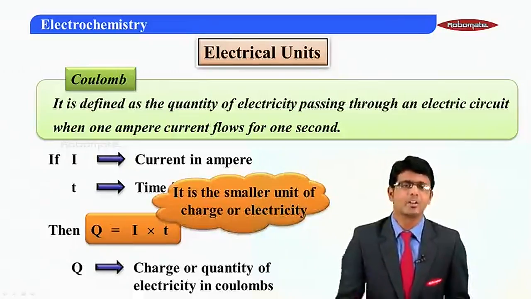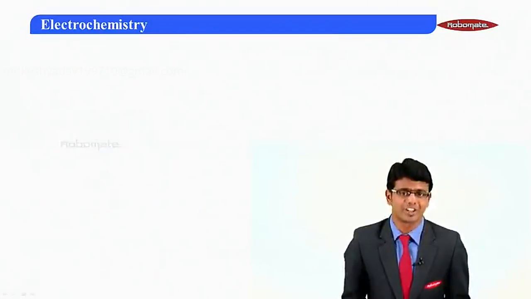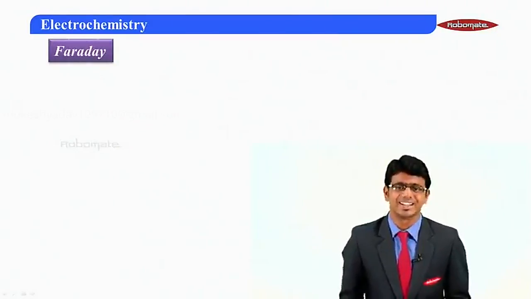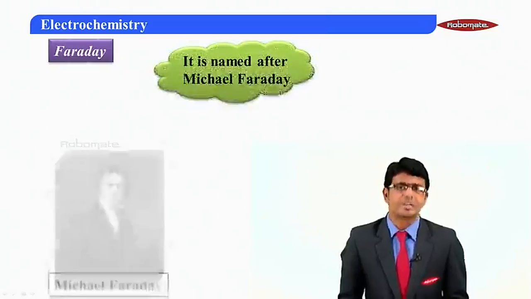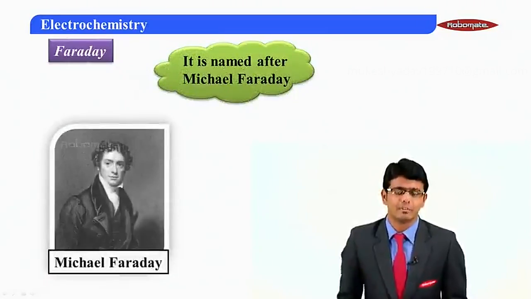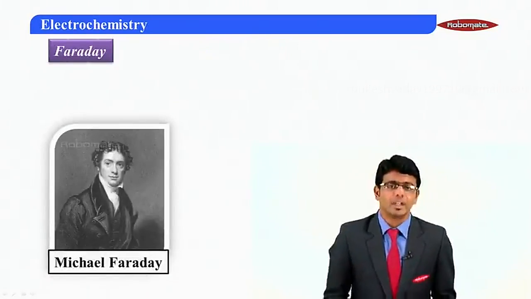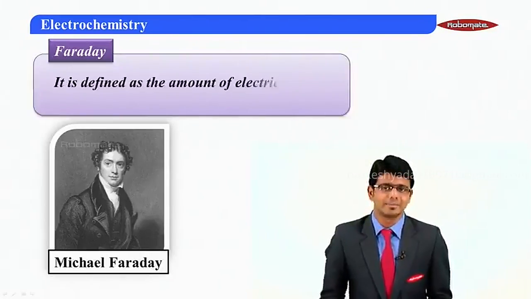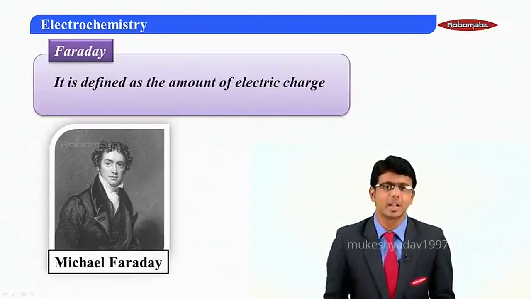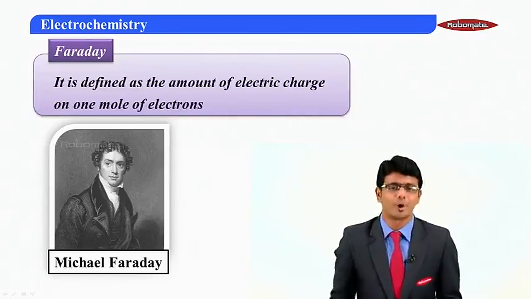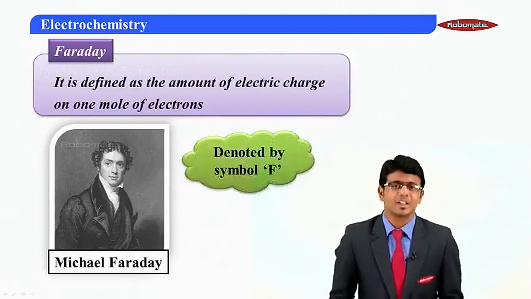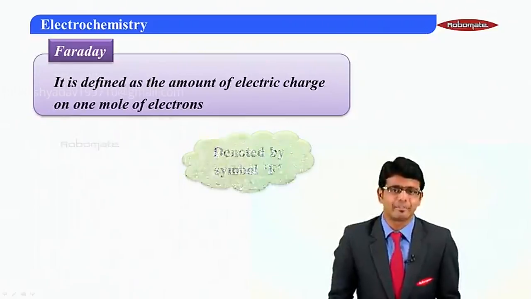Let us have a look at a relatively bigger unit for charge, that is the Faraday. It is a bigger unit of charge and it is named after Michael Faraday. We can define the Faraday as the amount of electric charge present on 1 mole of electrons, and it is denoted by F.